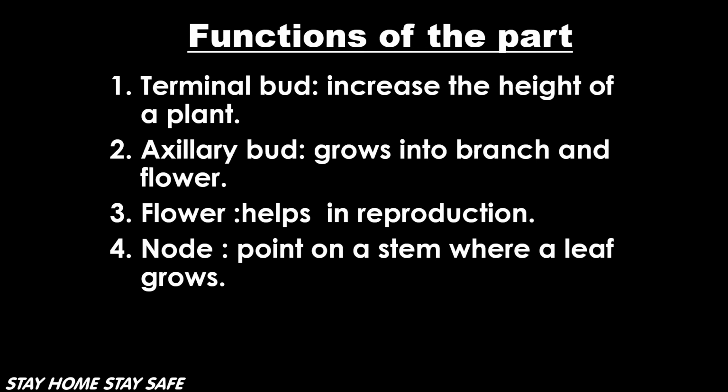Then you have the flower itself. What does it do? Now these flowers help in reproduction. So in a flower you are going to find things like the seeds, which later grow into a new plant. Then we have the nodes. So the node is the point on the stem where the leaf grows from. That point on the stem where the leaf grows from is what we call the node.